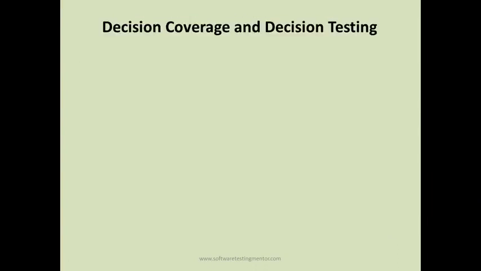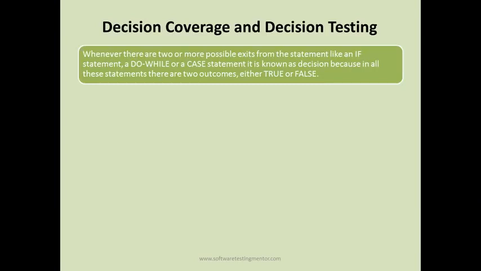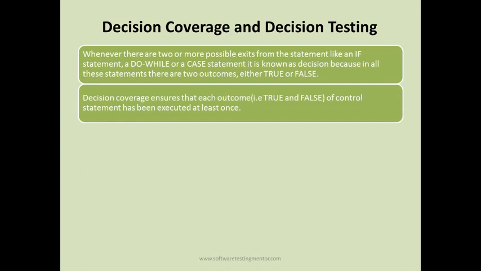Then what is decision coverage and decision testing? Whenever there are two or more possible exits from a statement, for example an if statement, do while, or case statement, and you test those decisions, because there are two exits, either true or false, testing these two outcomes is known as decision testing. Decision coverage ensures that each outcome, true and false, of a control statement has been executed at least once.